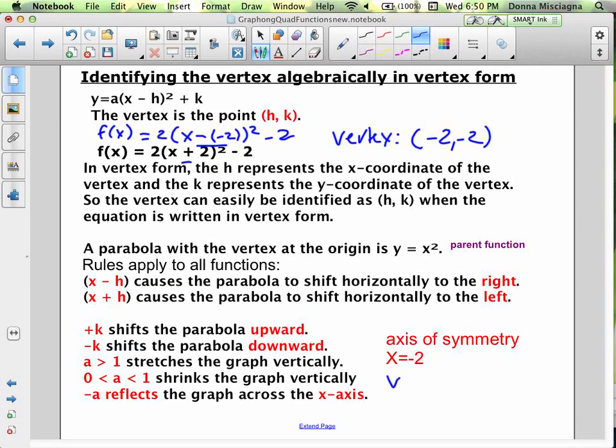Oops, what happened to my x? It's always going to be equal to, come on, go away. No, I had to put the marker down.